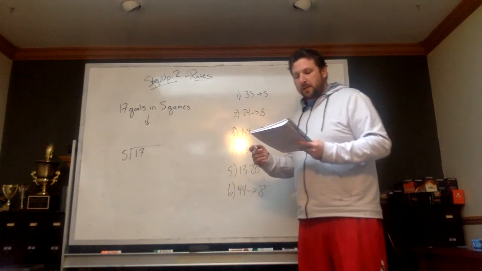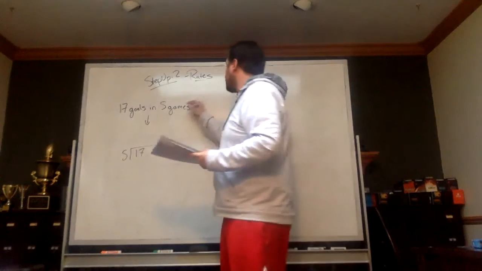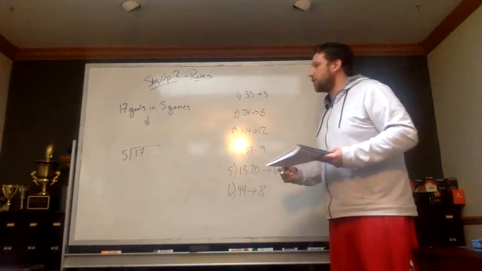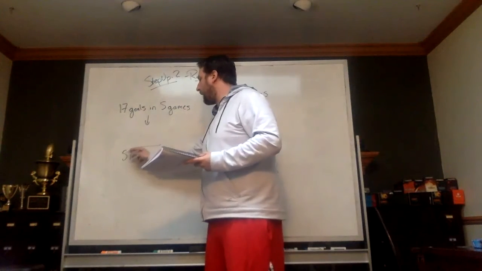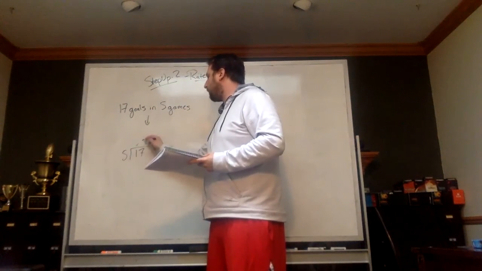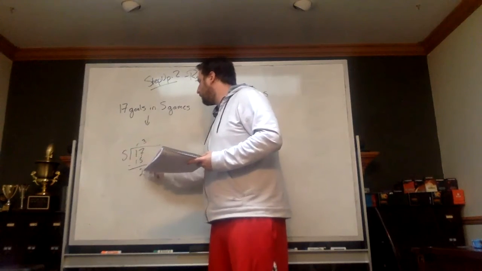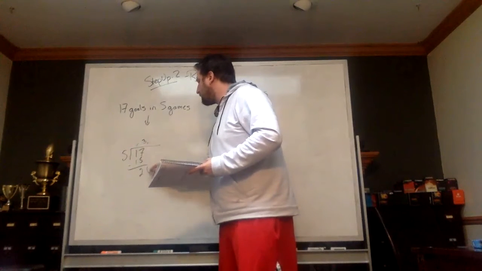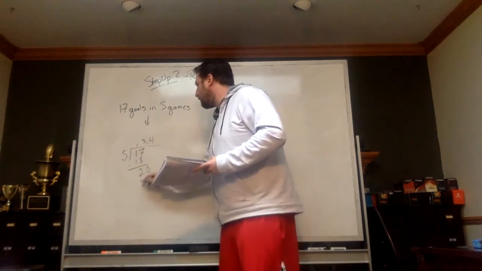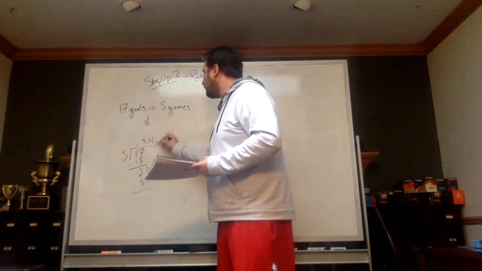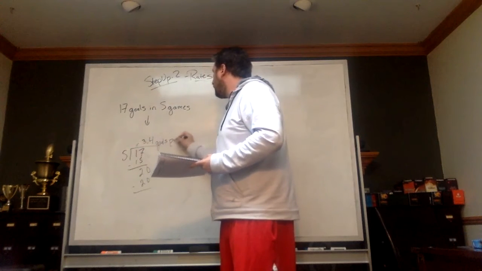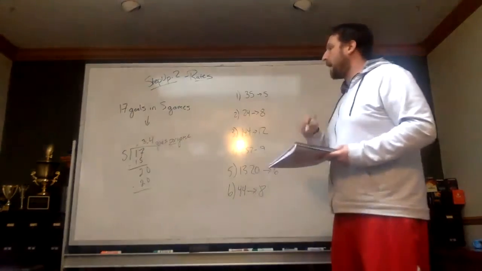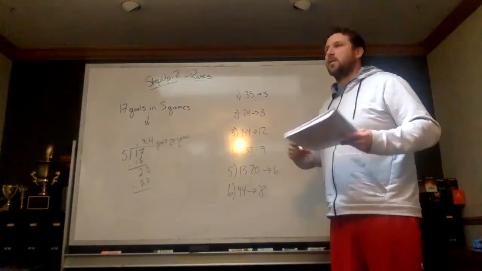The next example says there were 17 goals in 5 games. We want to figure out how many goals there are per game, and per means each. So 17 divided by 5: 5 into 17 is 3 times, with 2 remaining. But remember, we don't do a remainder. We put a decimal point up here and add zeros. 5 goes into 20 4 times. And now it's 3.4 goals per game. Again, that per means for each one. We're going to look at how many of something goes into another thing.